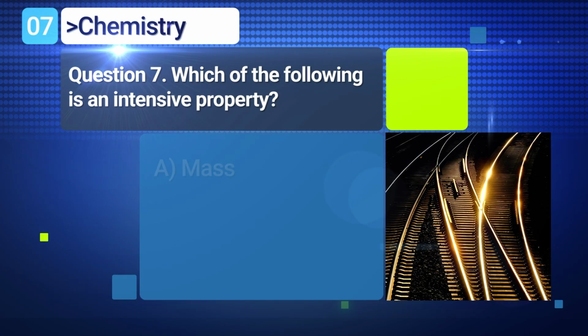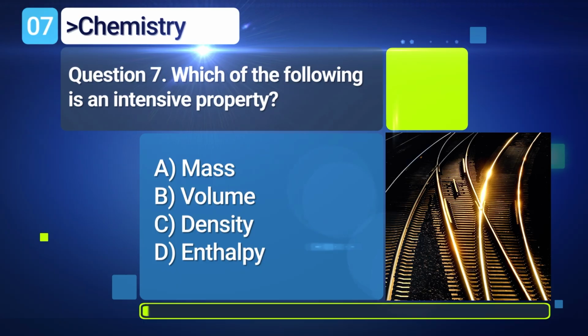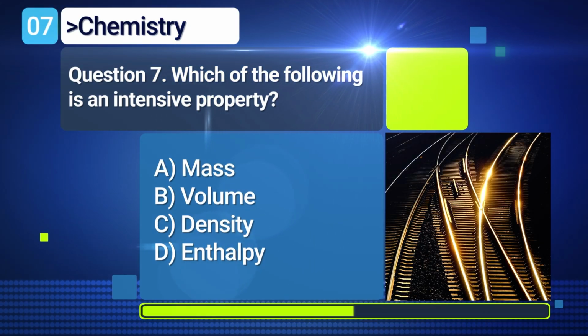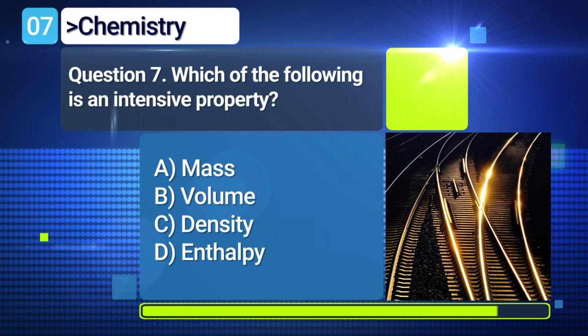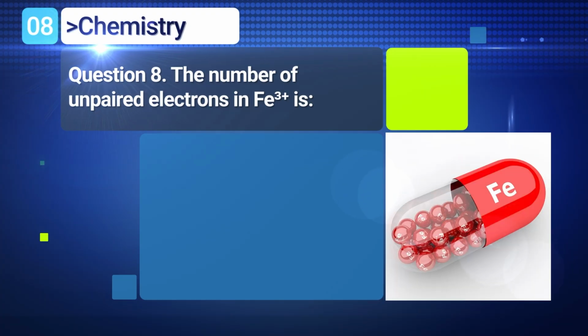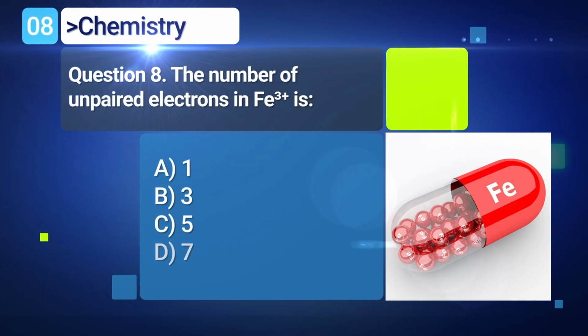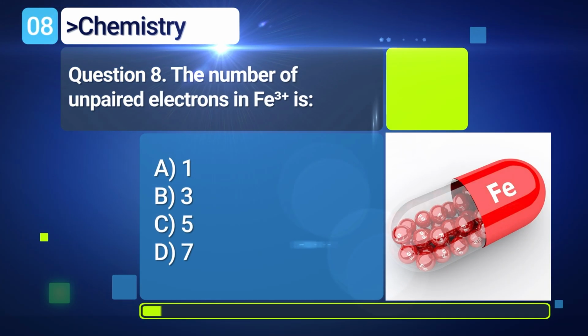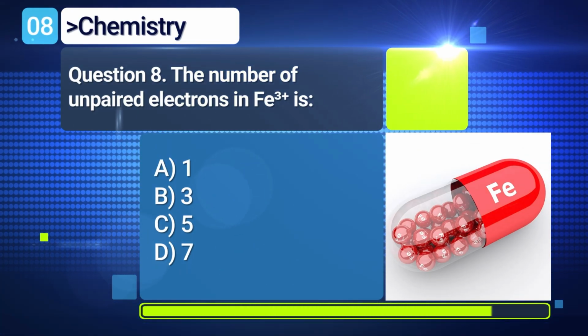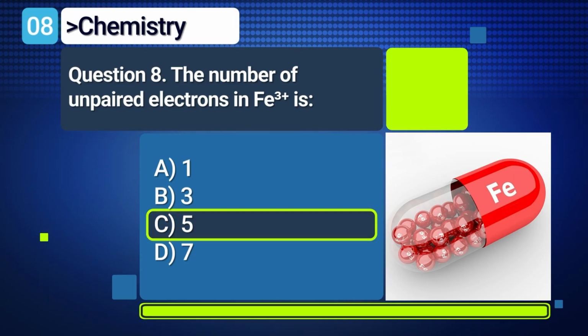Question 7. Which of the following is an intensive property? A. Mass. B. Volume. C. Density. D. Enthalpy. Answer C. Density. Question 8. The number of unpaired electrons in Fe3+ is A. 1. B. 3. C. 5. D. 7. Answer C. 5.